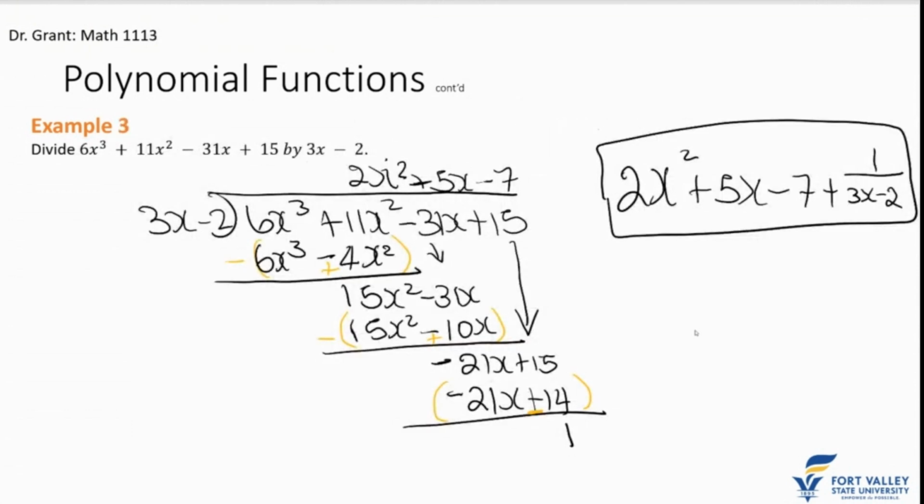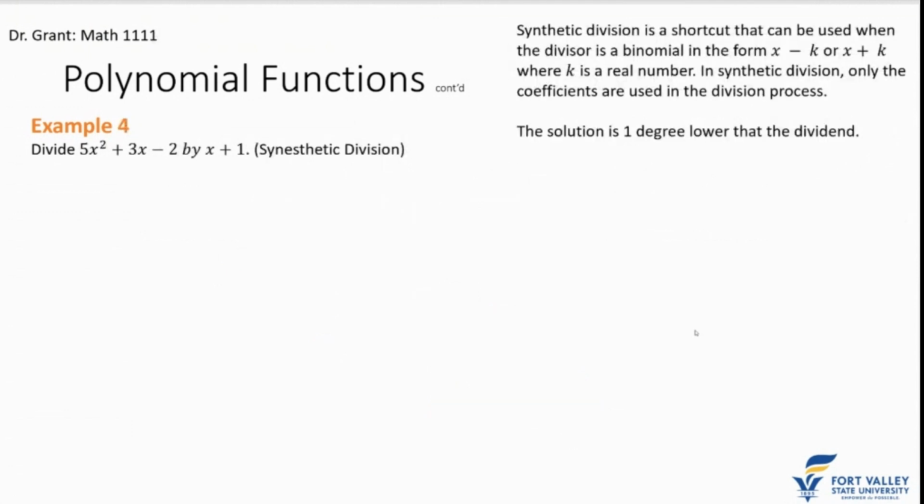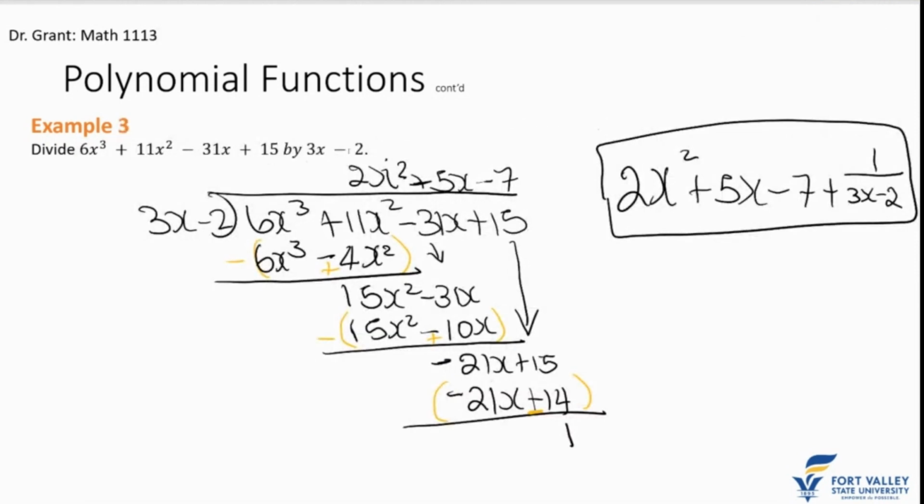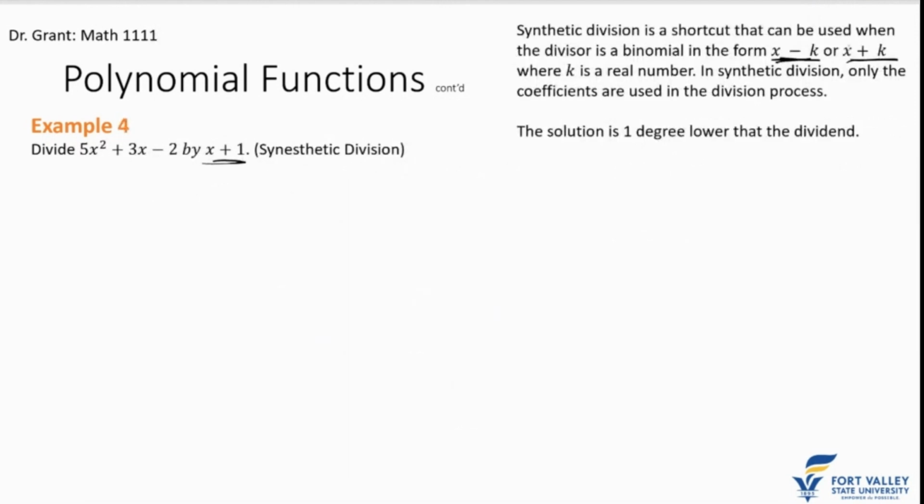Now, there is another type of division that's personally my favorite. That's called synthetic division. And synthetic division can only be used if you have the divisor to be x minus k or x plus k. So for instance, here you see it's x plus 1, k is 1 in this case. So basically what we're saying is we wouldn't be able to use synthetic division for this problem because it's 3x minus 2. So it has to be in this form.